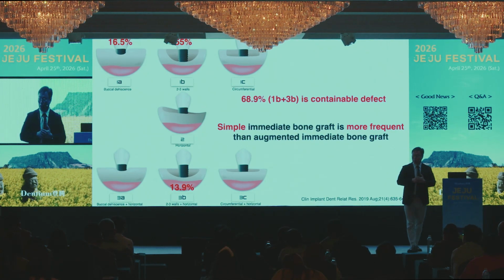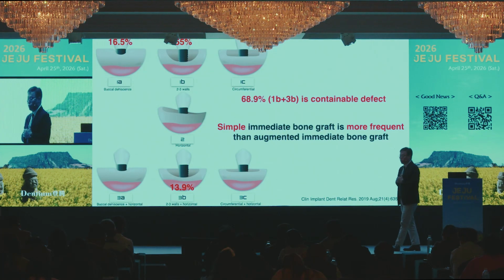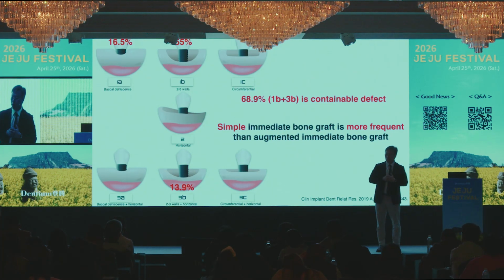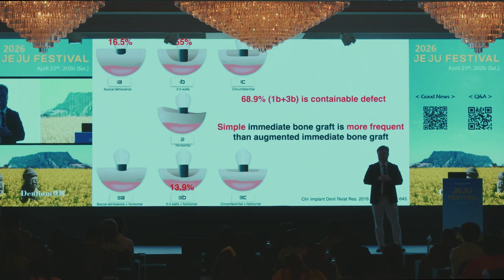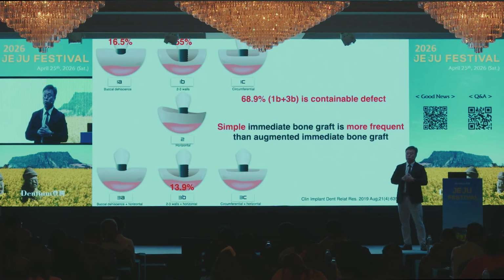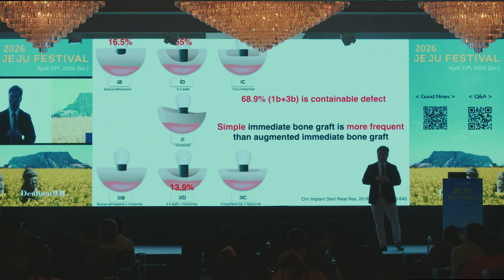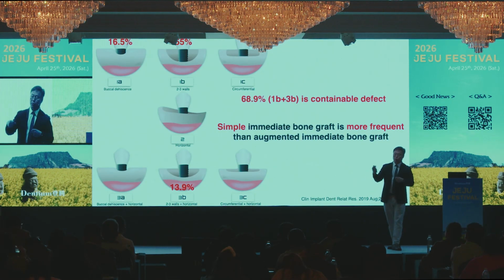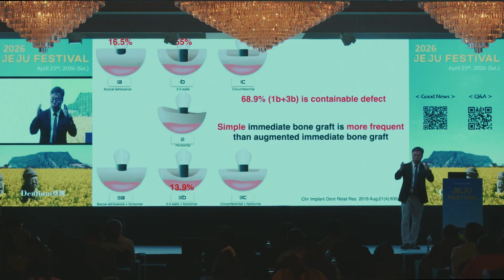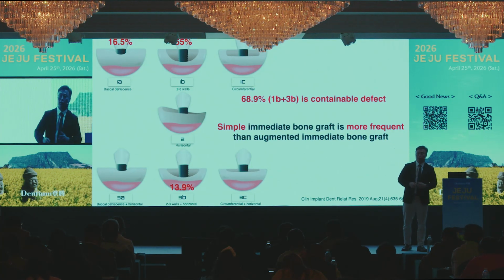That's why the simple immediate bone graft is more frequent than the augmented immediate bone graft. In most of my cases in my clinic, probably 70 to 80%, I always apply the bone graft immediately after the implant removal. And the procedure is very simple in the containable defect, just like the ridge preservation technique.